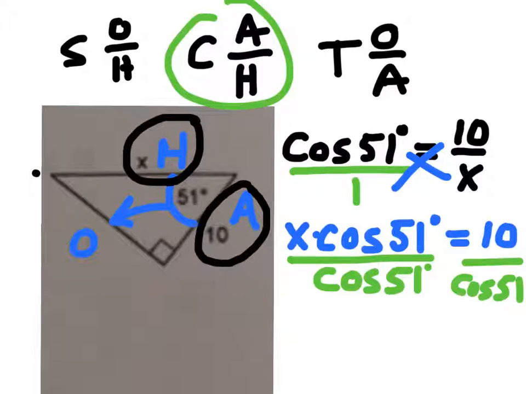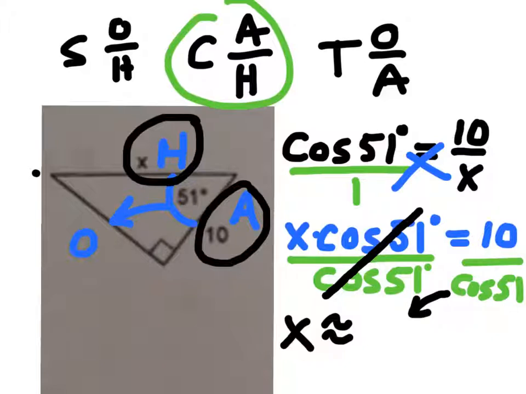Once that gets done, the cosines cancel on the left-hand side, and I just get that x is equal to, or approximately equal to, the answer that comes out of the calculator when I plug that in, 10 divided by the cosine of 51. So tap it into your calculator, and you get about 15.9 if I round it to the nearest tenth. 15.9 units long.